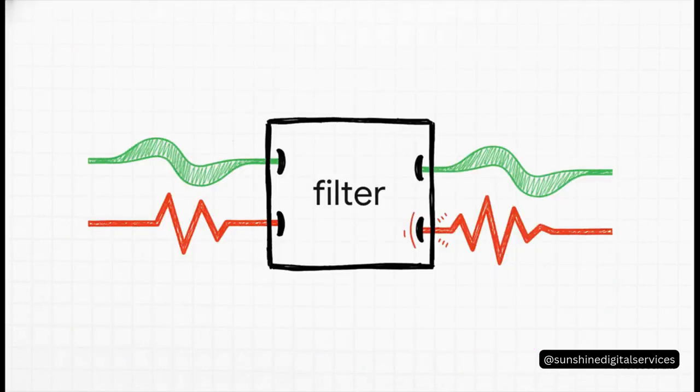So for our example, let's say we're going to build a simple low-pass filter. This is a super common fundamental circuit in electronics. Its job is really simple. Let the low-frequency signals, kind of like a bass note in a song, pass right on through, while stopping the high-frequency signals, like static or unwanted noise.